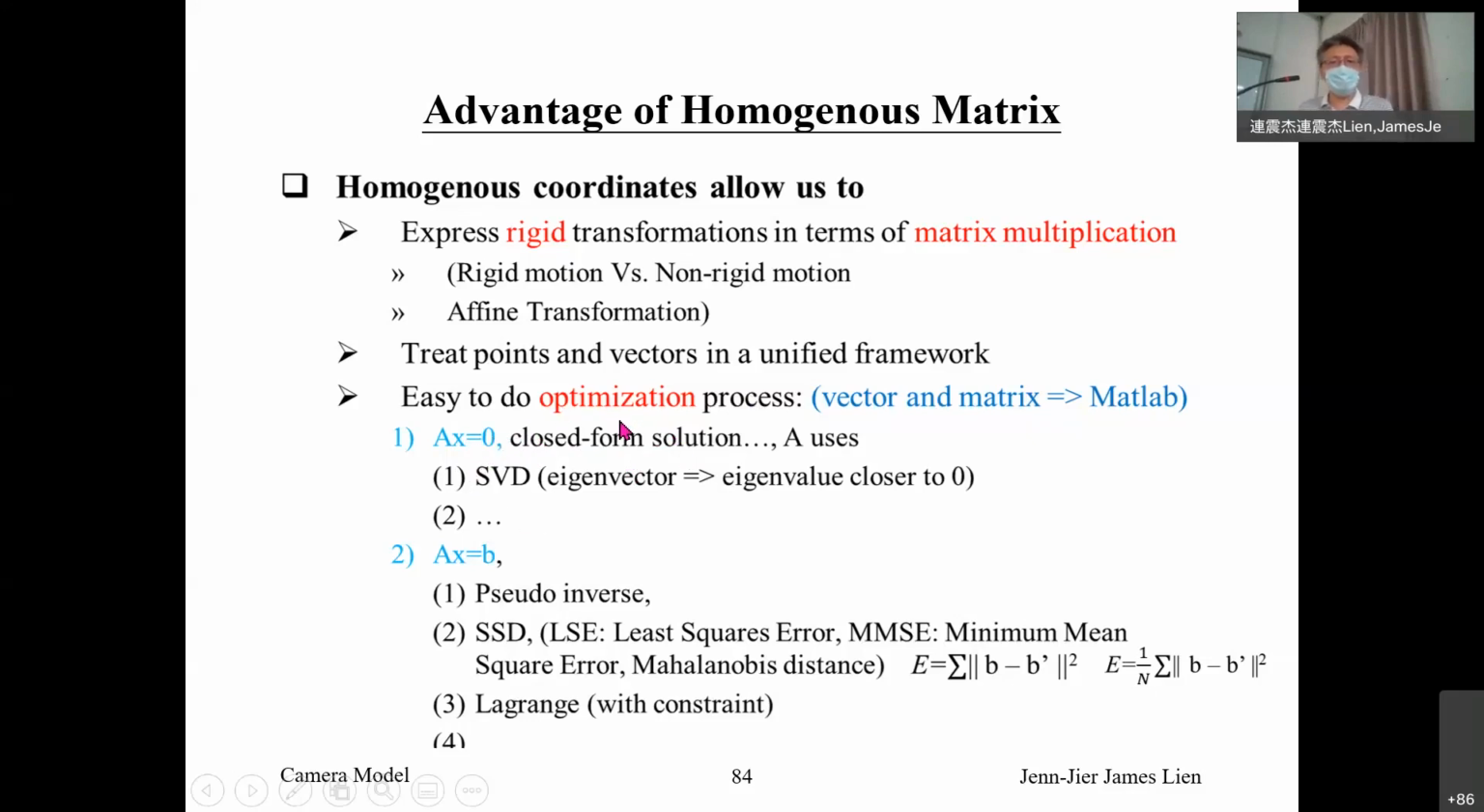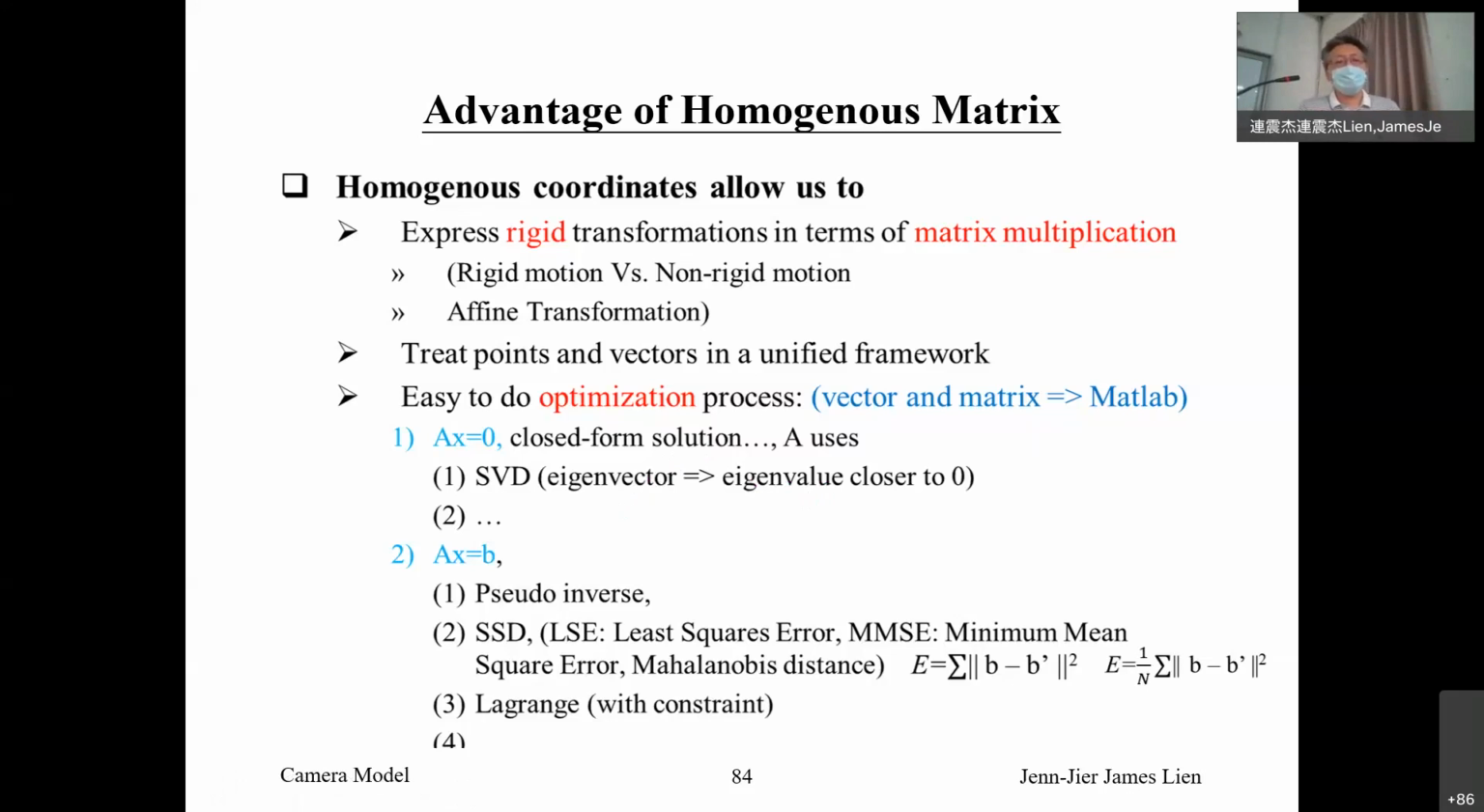That's the closed-form solution, and we can solve it by SVD, using eigenvector and eigenvalue. I will explain this one with a real example. When you encounter an Ax equal to 0 problem, use the closed-form solution to solve it, using eigenvectors and eigenvalues. After you solve the SVD, the eigenvalue equal to 0, that term corresponds to an eigenvector. That vector will be your answer.